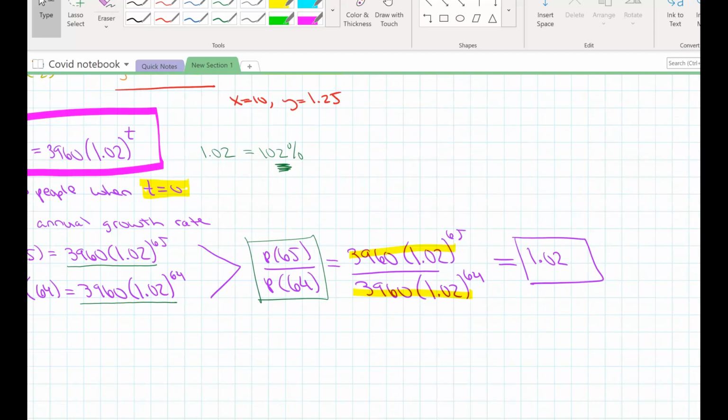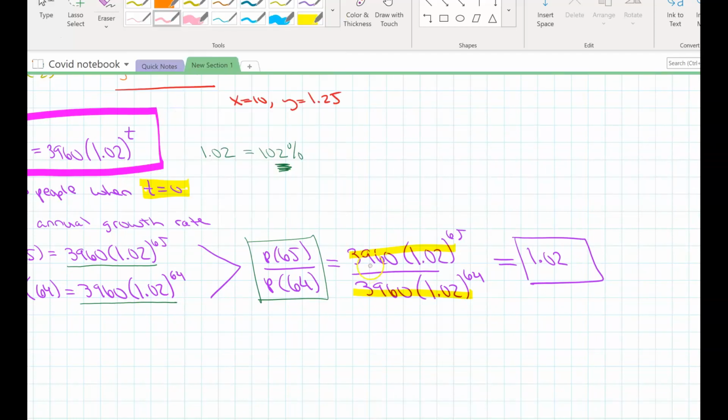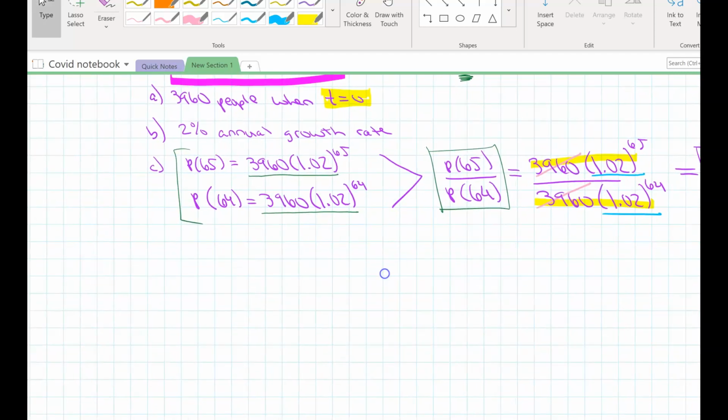And oh my goodness, I can cancel because the 3960, these are factors, so gone and gone. And then look what I've got here. I've got the same base, so I can use properties of exponents. And this is 1.02 to the power of 65 minus 64. This power is 1. Okay. All right, so that is it.